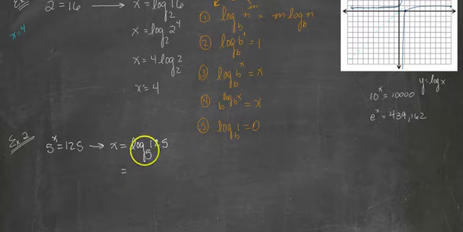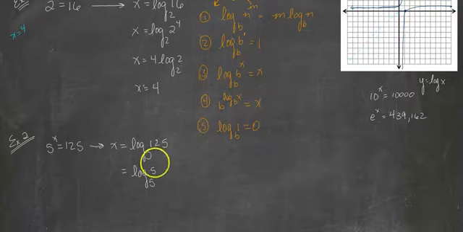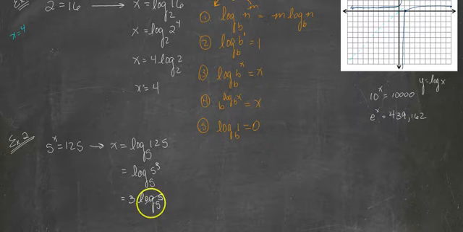So we want to convert 125 to some value with a base of 5. So 5 to the 5, 25, 125, so 5 to the third power. Monkey out of the tree, log base 5 of 5 equals 1. So the whole thing equals 3. All right, so x equals 3.